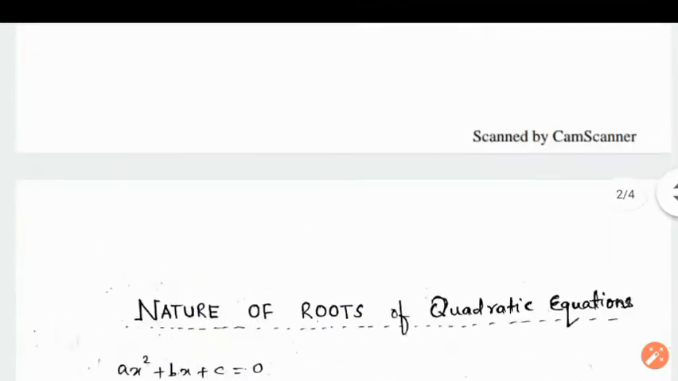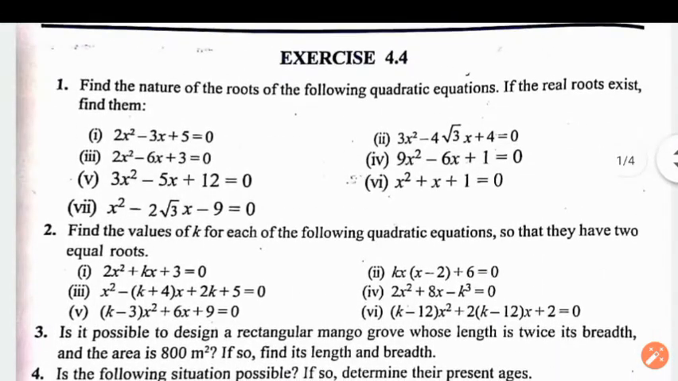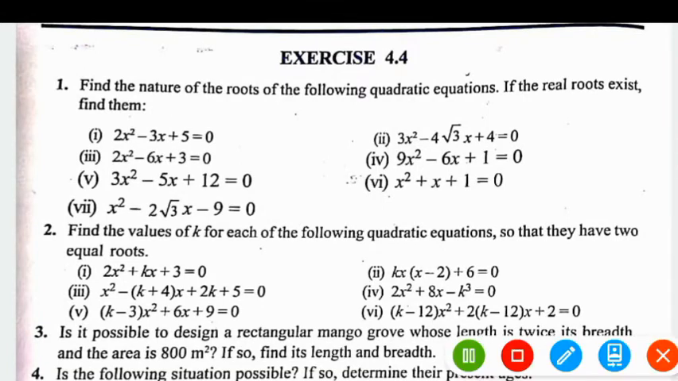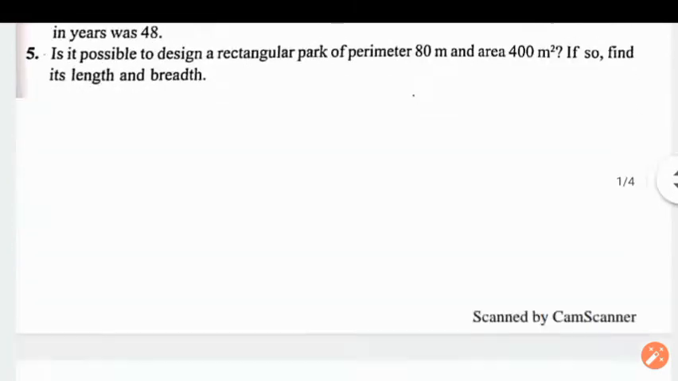So let's see what the first question in this exercise is. Find the nature of the roots of the following quadratic equations. If real roots exist, find them. That is the question. Okay, so let's do part 1 first.